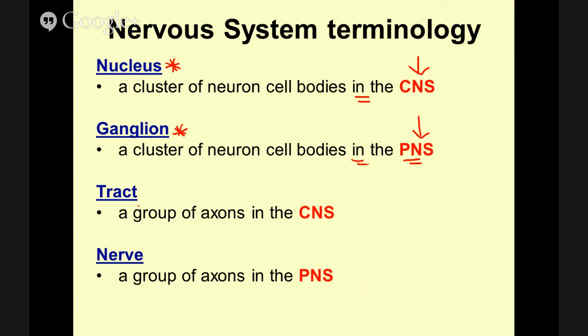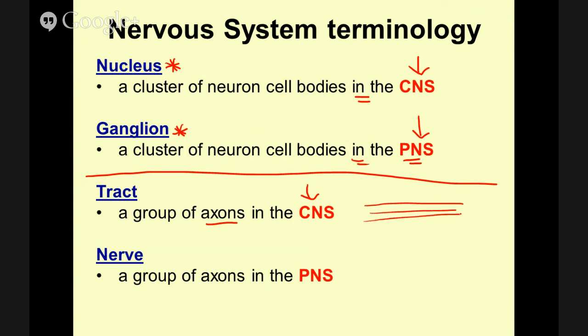So that's the cell bodies. Then down below here, we've got terms for groups of axons that are traveling together. If you're in the central nervous system, think of it, you'd have a whole bunch of neurons, and all their axons will be going like this in the same direction next to each other. That would be referred to as a tract if you're in the central nervous system. But if you're in the peripheral nervous system, you would refer to that as a nerve.